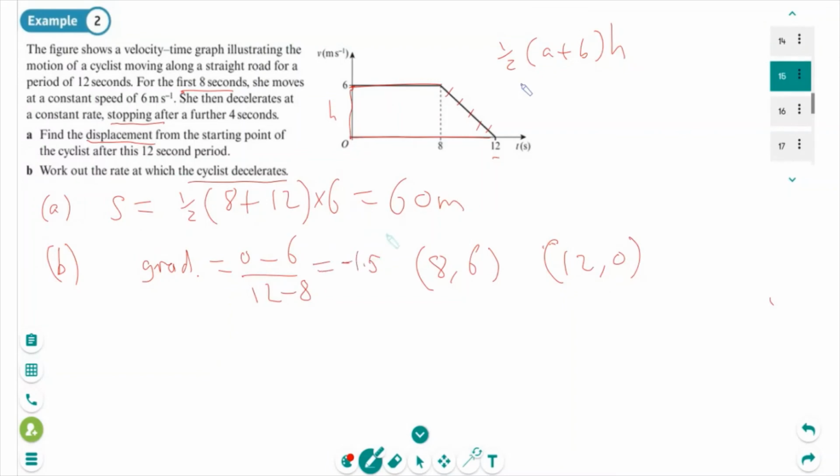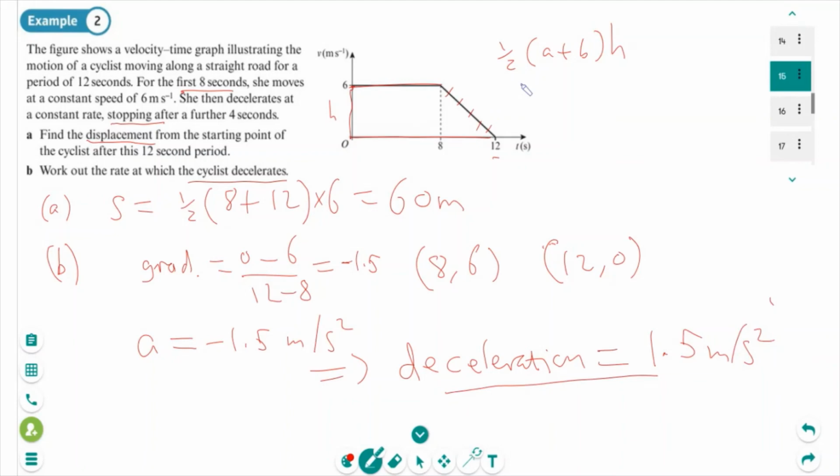So the acceleration is negative because the cyclist is slowing down. But the question is asking you for the deceleration. So that means the deceleration is 1.5. So you would say the rate at which the cyclist is slowing down is equal to positive 1.5 meters per second squared. So deceleration is always a negative acceleration.